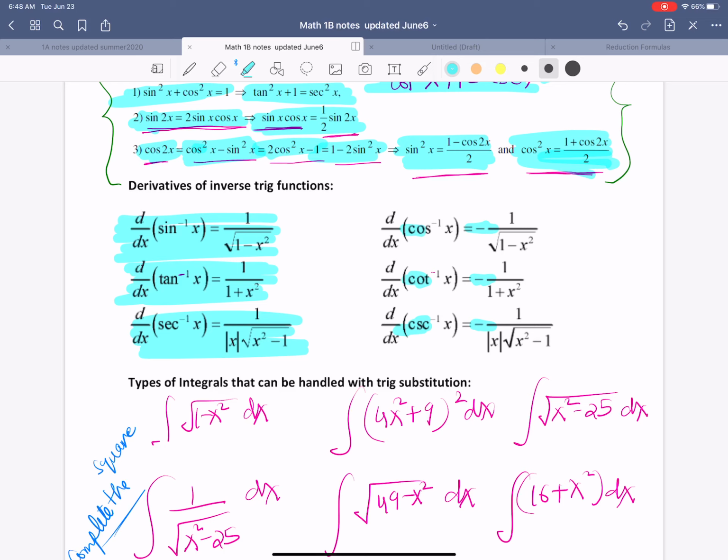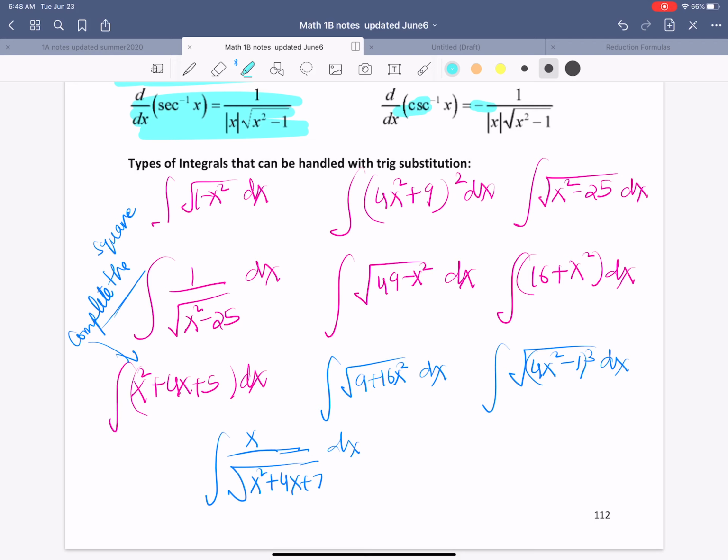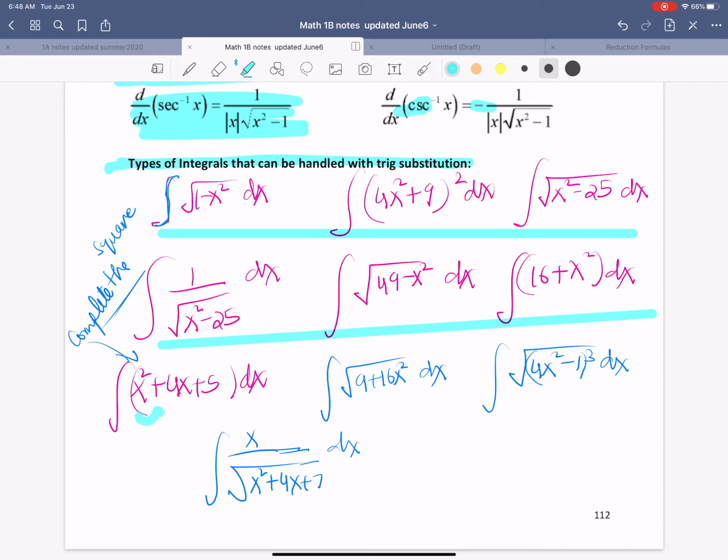Okay. Which type of integrals can we handle with trig substitution? There's a few examples. We can evaluate these integrals using trig substitution: the integral of square root of 1 minus x squared dx, and the integral of 4x squared plus 9x squared dx. So all these are the types of integrals that we can evaluate using trig substitution. There are basically three different kinds of problems you will be seeing.